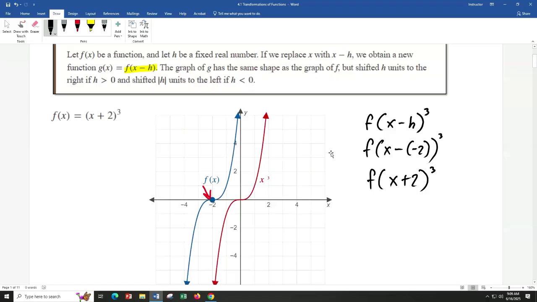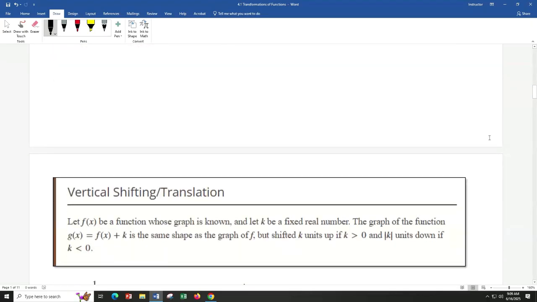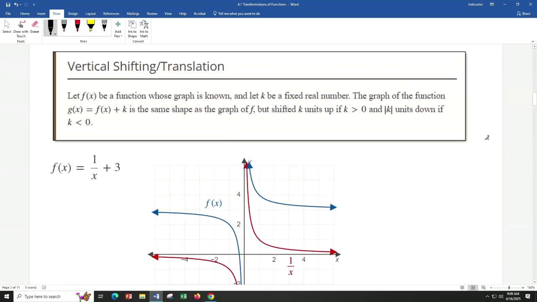Let's look at, notice, I'll give you a big caution. It's everything I just said, okay, but it's on your notes. It's what I talked about with the moving left or right. Vertical shifting, here's another function. Remember that one?